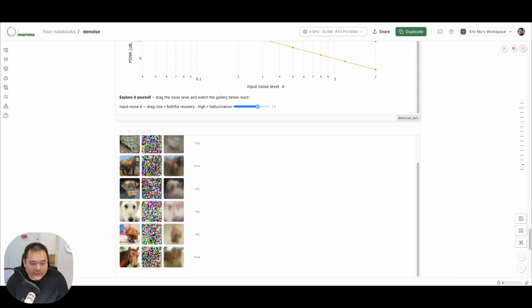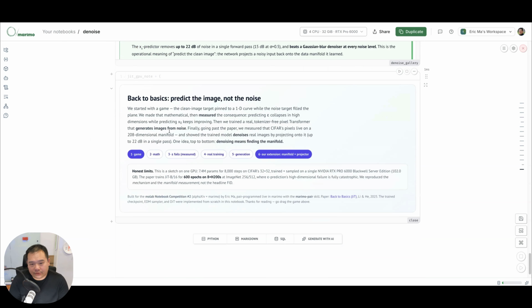But this is the punchline. Denoising and generation are the same operation, both just projections onto the manifold. So one idea runs through the whole thing, which is to predict the clean image. And this works because denoising means finding the manifold. And that game above makes it a little bit tactile.